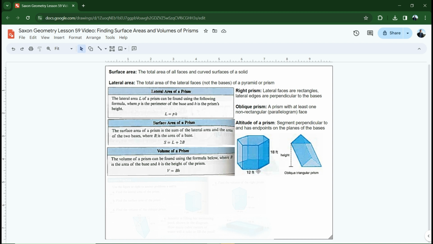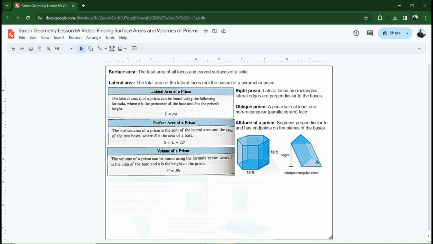And then here's the great thing about the volume of a prism: the formula doesn't change. This H here, it only stands for height when we're dealing with a right prism. You could just plug in the altitude of an oblique prism and the same formula works.